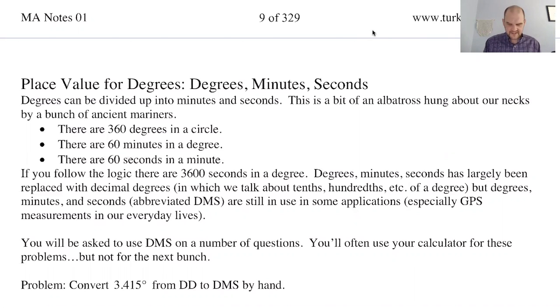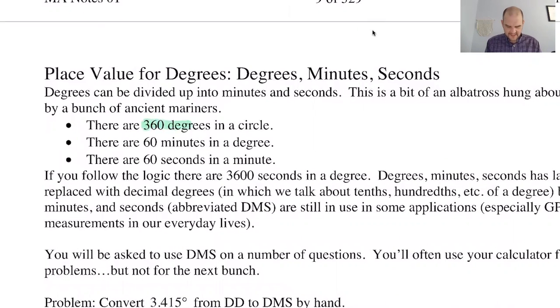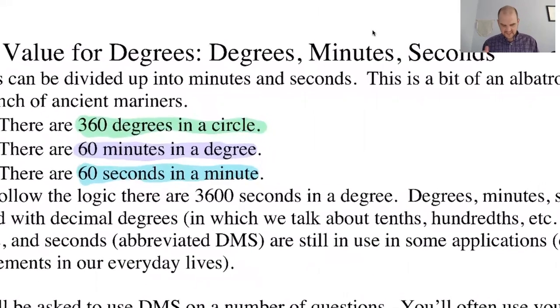So let's take a look at this. We have 360 degrees in a circle. And now these are definitions that we're about to deal with here. There are 60 minutes in a degree. That's convenient, right? Because it's exactly like hours to minutes. 60 minutes in an hour, 60 minutes in a degree. And then equally convenient, 60 seconds in a minute. So there's 360 degrees in a circle. That's good. And then we have 60 minutes in 1 degree.